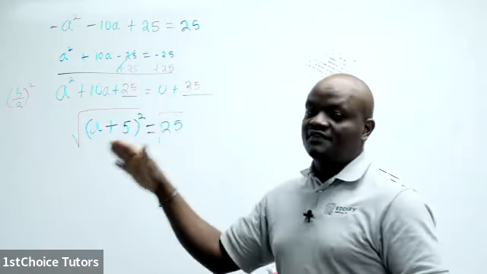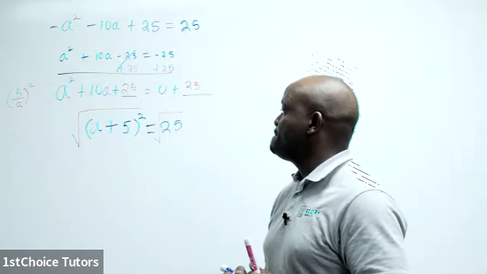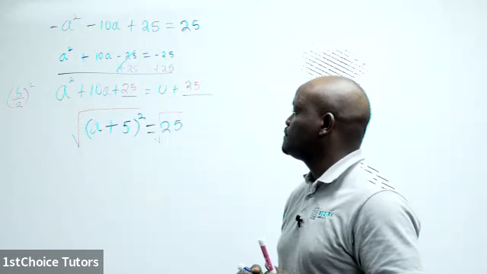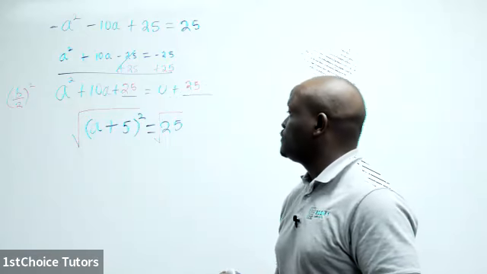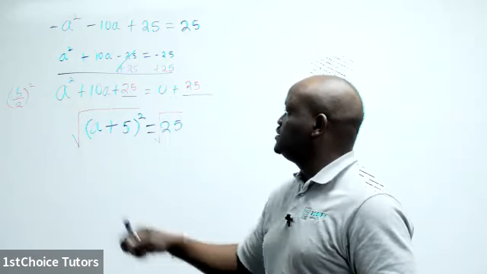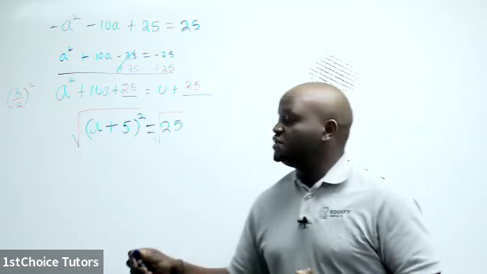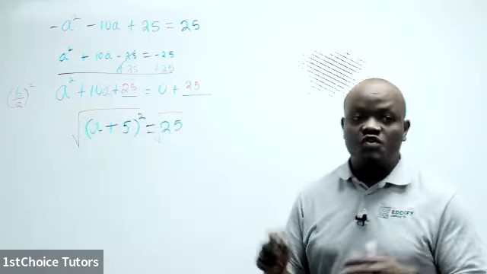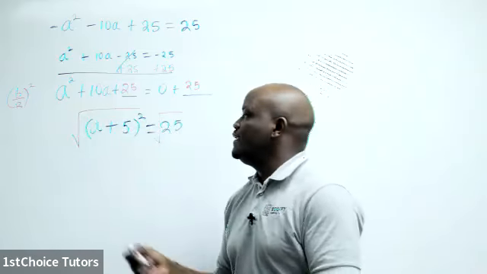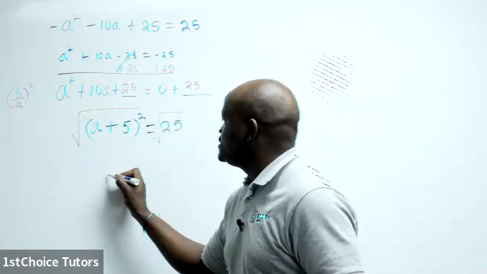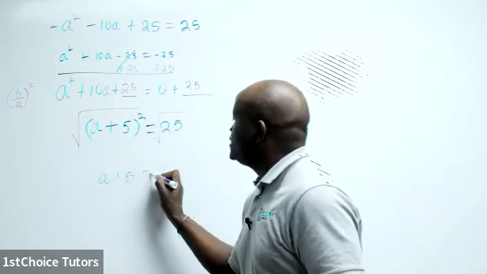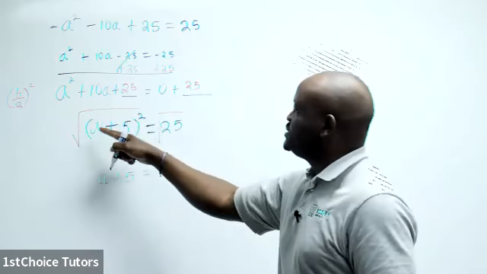What's going to happen on the left side? The left side is going to be a plus or minus? No, because the whole point of doing this is so the square root and the squared cancel. So you don't have a plus or minus on this side. This is simply going to be a plus 5. That's the point, because we're trying to free this term.